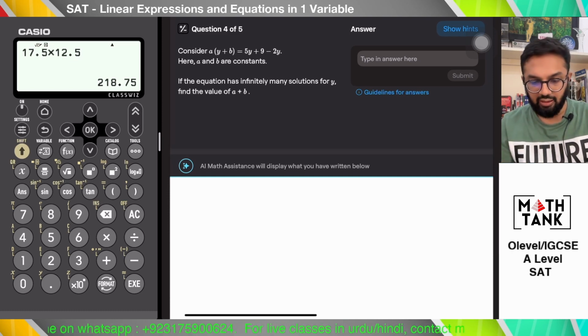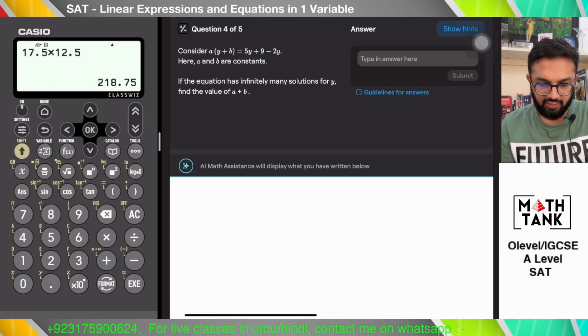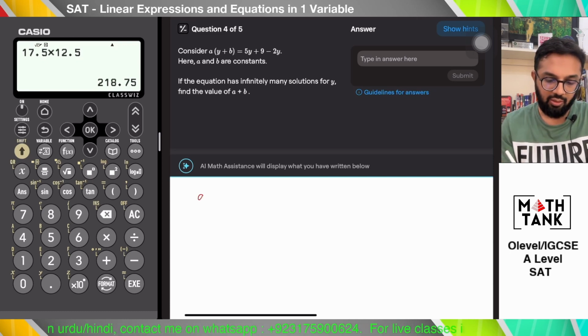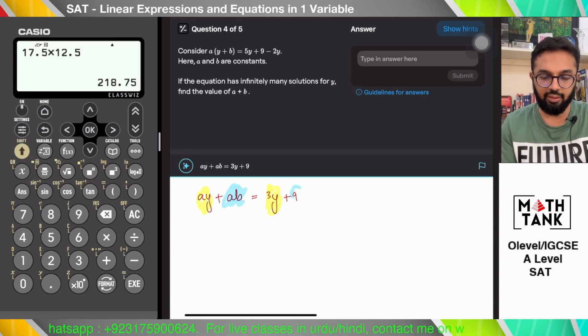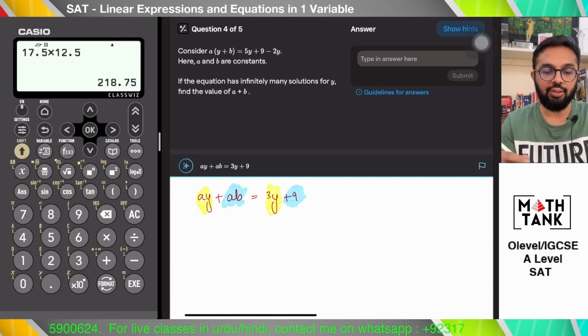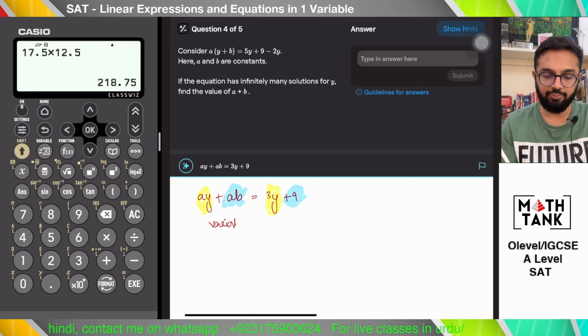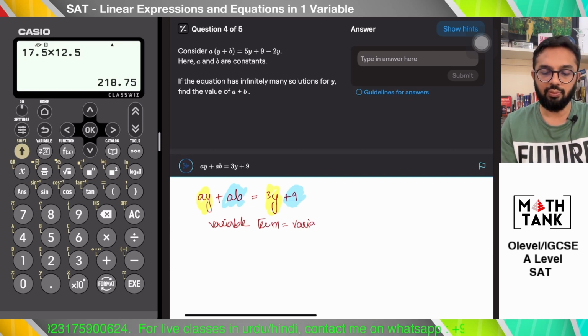It says consider ay plus b equals 3y plus 9, where a and b are constants. Find a plus b if the equation has infinitely many solutions. Now remember that when an equation has infinitely many solutions, the variable terms will be equal to the variable terms, and the constant term will also be equal to the constant term. Okay, so variable term equals variable term. This happens when you have infinite solutions.